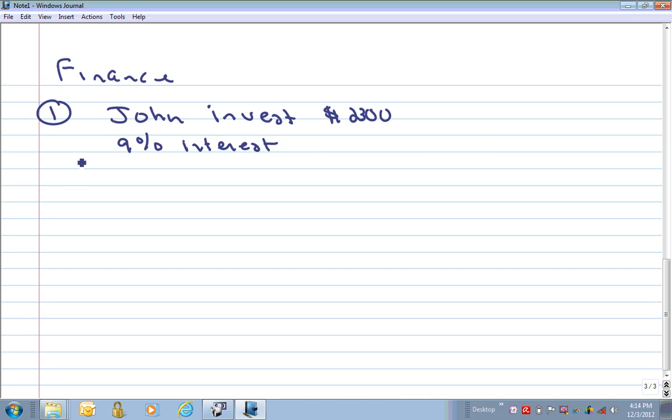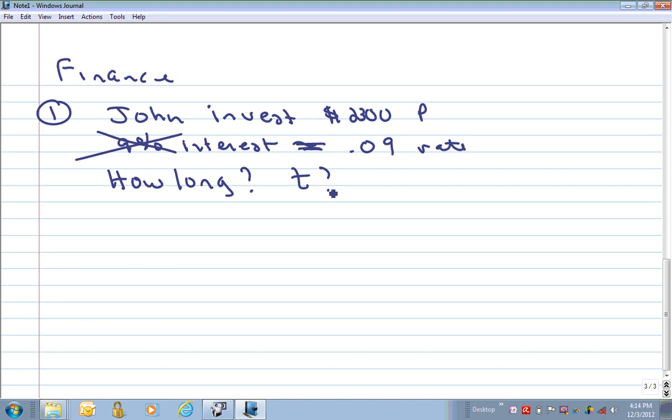Immediately before I go on any more in the problem, I'm going to cross this out, and I'm going to write 9% as a decimal. So I'm going to go to the left, so 0.09 is my decimal. That's my rate or my percent. 2,300 is my initial or my principal amount. That's important. And we want to know how long, so time is our question here.